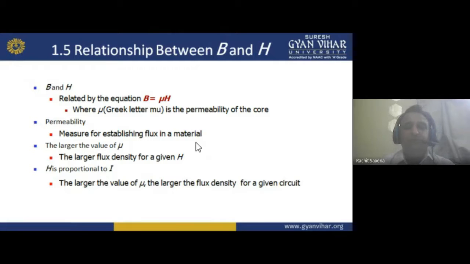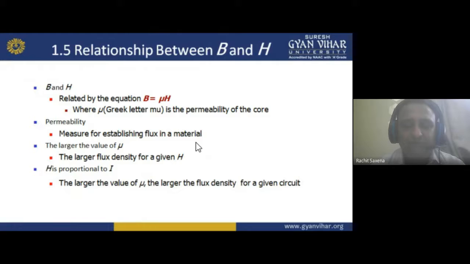But if I am using, for example, wood or plastic, a question arises: why can't we use plastic instead of steel for the magnetic field? We can't, because permeability will be less, so the magnetic flux produced will be less. Now, permeability is basically establishing flux in a material. In very simple layman language, it is the measure of establishing flux in a material, meaning I want to establish a flux in a material.